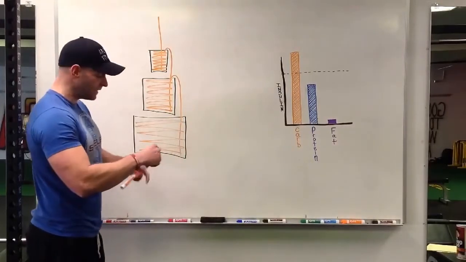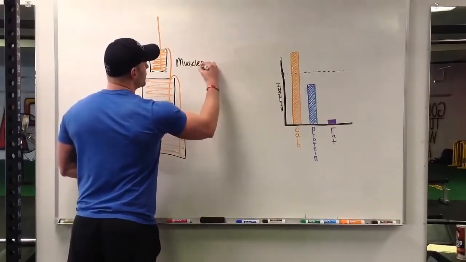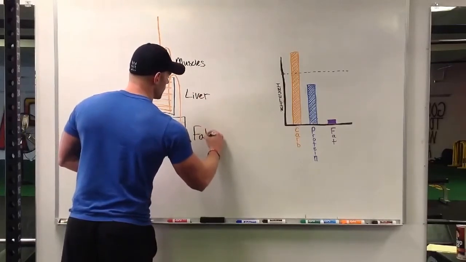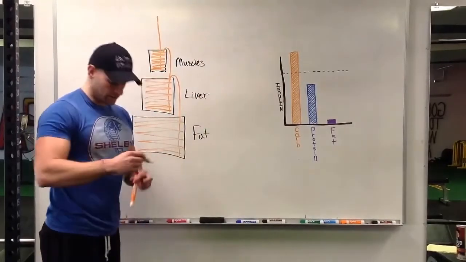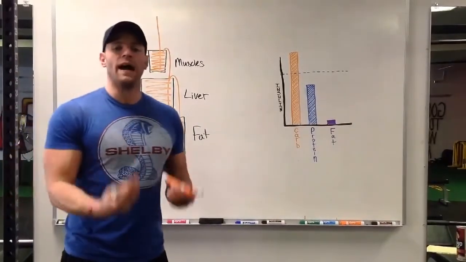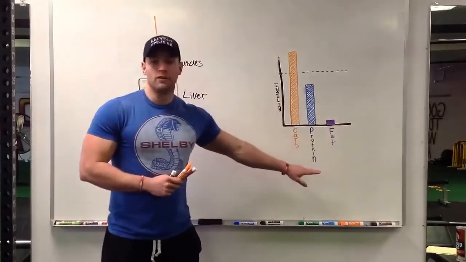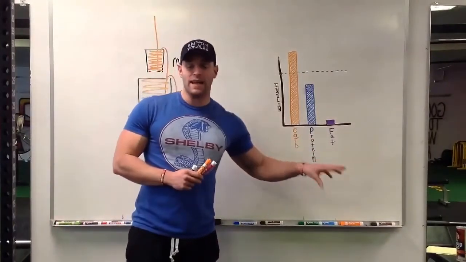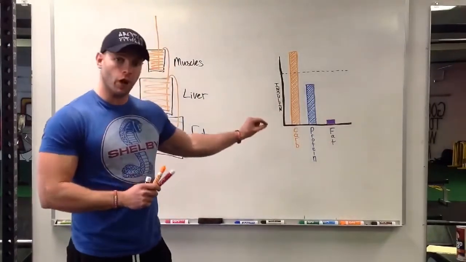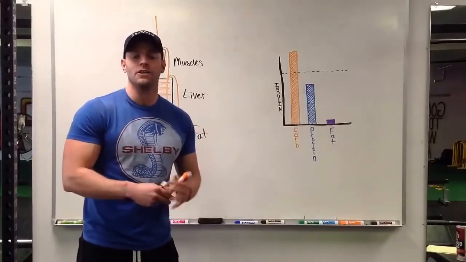So, as we said, this is going to be your muscles. This is going to be your liver. And this is going to be body fat. That is the process by which our bodies produce fat at a high rate. Now, if you eat too much fats or too much protein in an excess level, your body can, by all means, convert those two to fat as well. However, the process to convert carbohydrates to fat is a much easier process for the body to do.